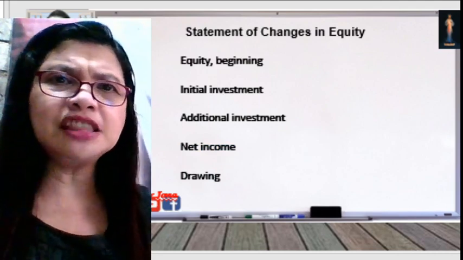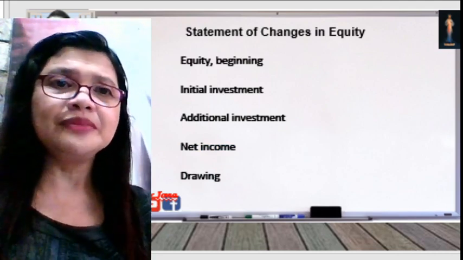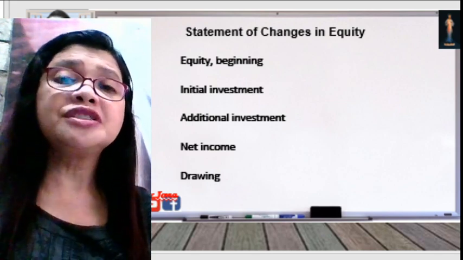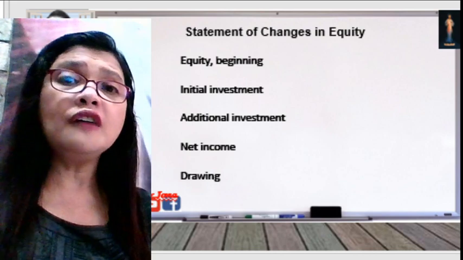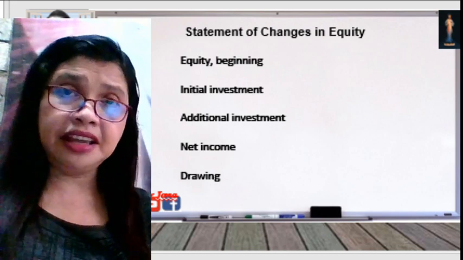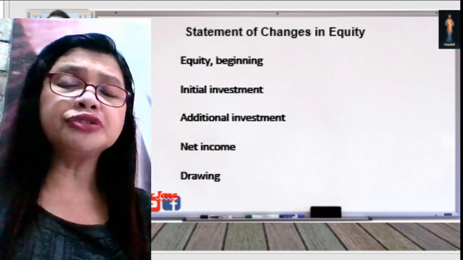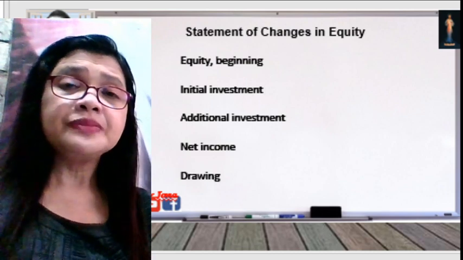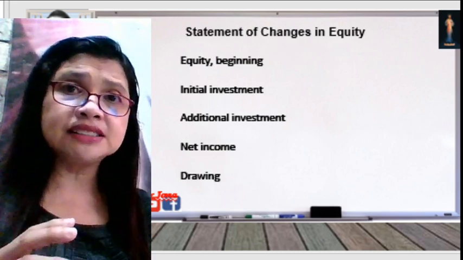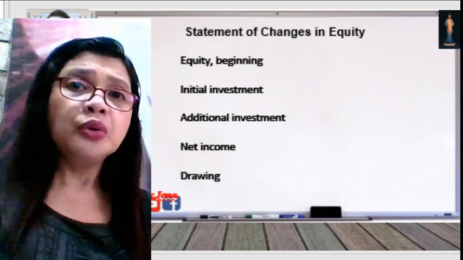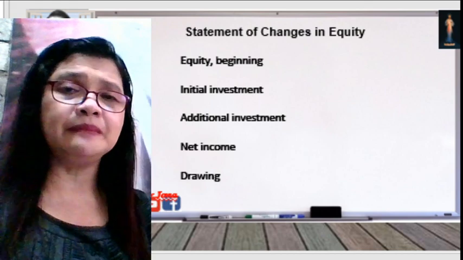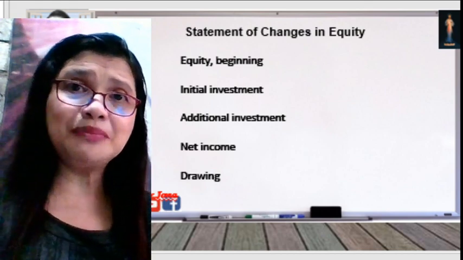What is a statement of changes in equity? This is a form of financial statement which shows the contributions of the owner or owners in the business. It also shows the different activities or events that happened in the company which had affected the equity account. Number one, we have the equity beginning.